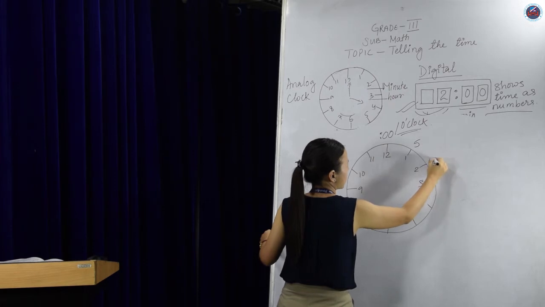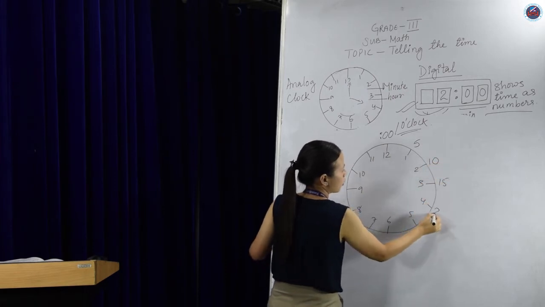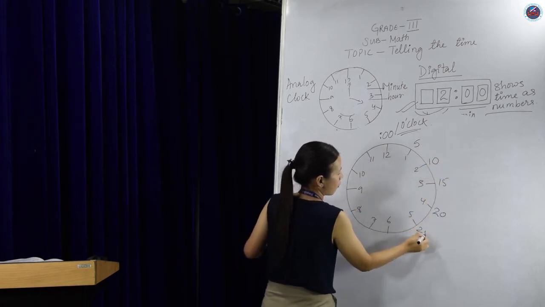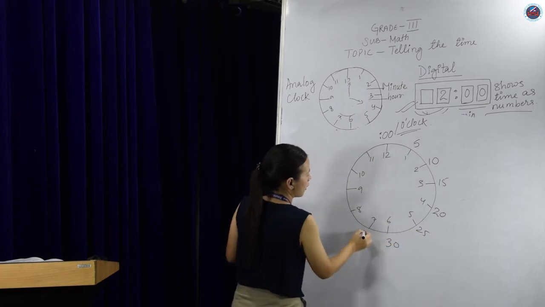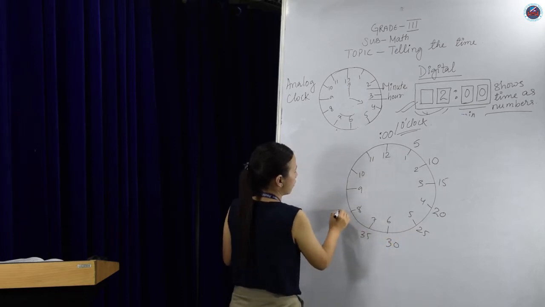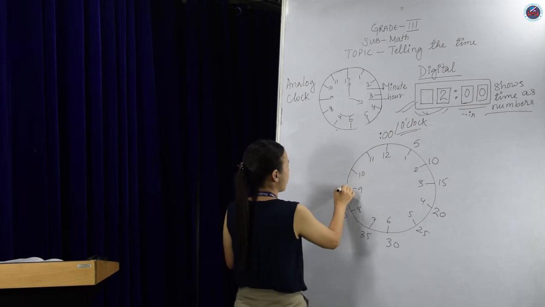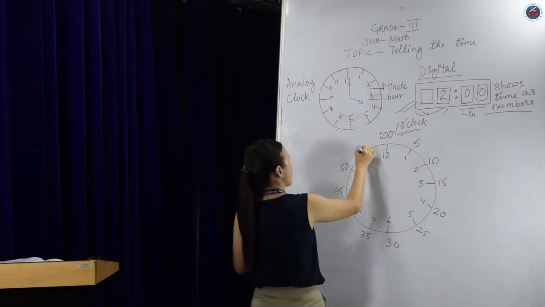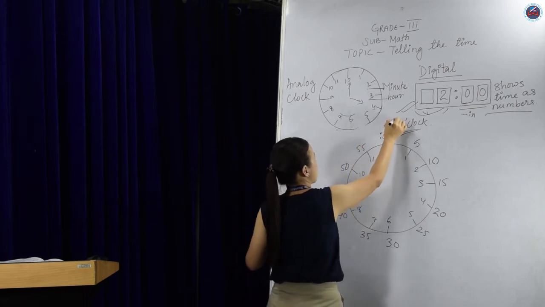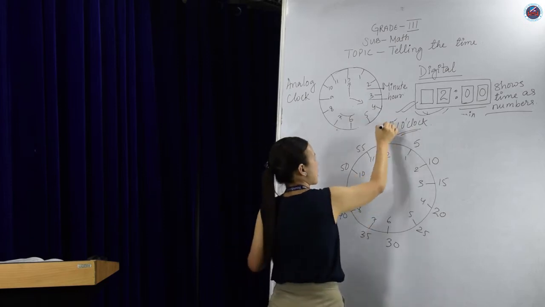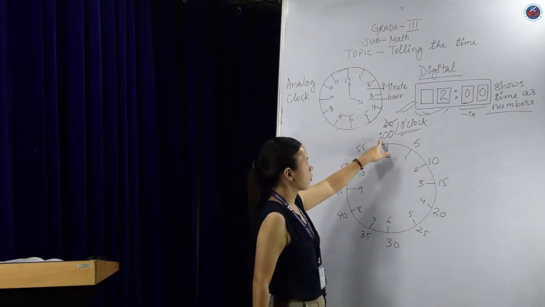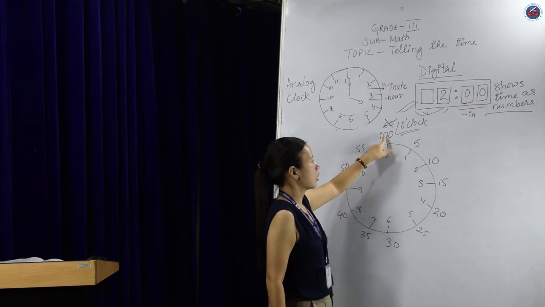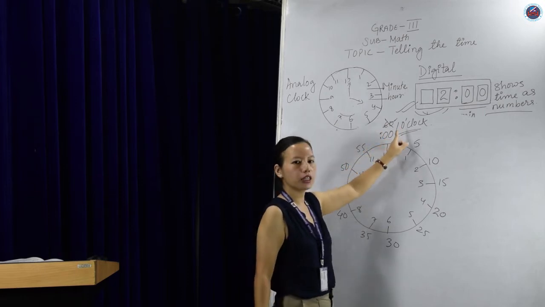That is 5, 10, 15, 20, 25, 30, 35, 40, 45, 50, and 55, and that goes back to 60. But we don't write 60. Instead of 60, we write 0, 0, or we call it o'clock.